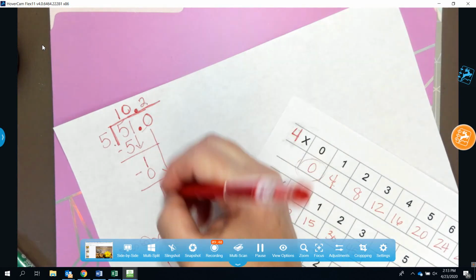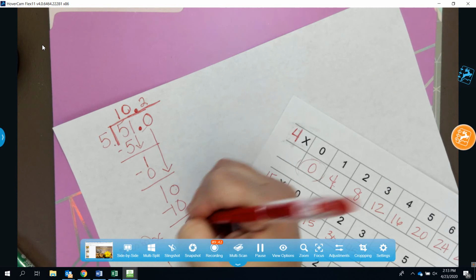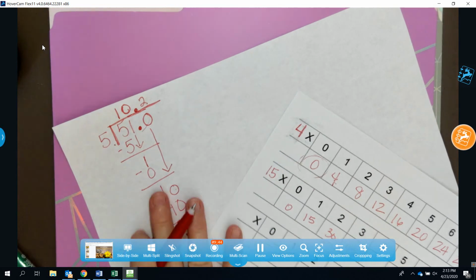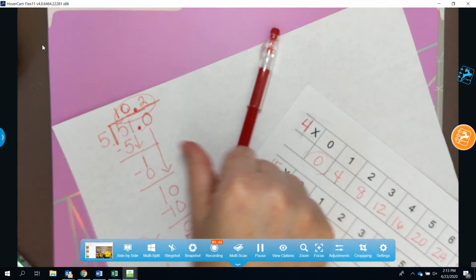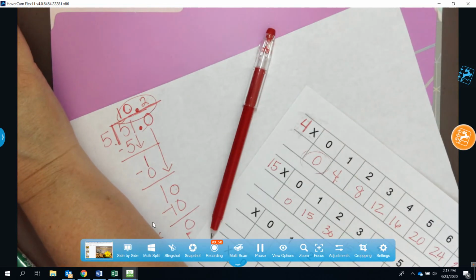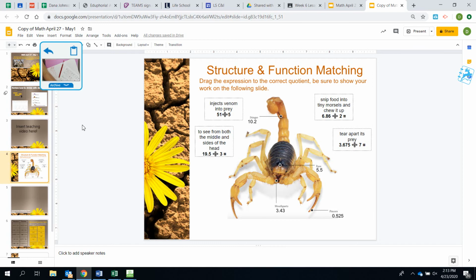2 times 5 is 10. So now we're down to 0. Okay, so we got that problem all the way down. Now, 10 and 2/10, let's see if that is on the slide. 10 and 2/10, look, the stinger. And maybe you already know that the insect, it says injects venom into the prey. You already knew that was a stinger.